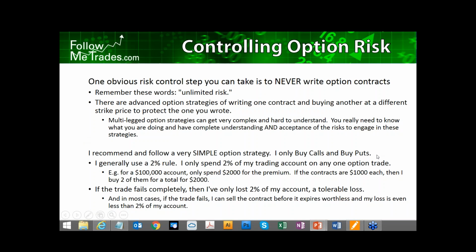I know how much money I got on the table. I know what happens if I'm right. I know what happens if I'm wrong. I know the deadline. It's really, really simple. I use a 2% rule. Generally, I only spend 2% of my trading account on any one option trade.